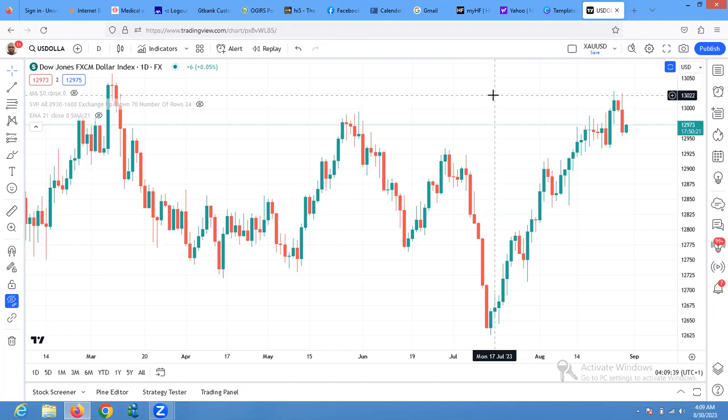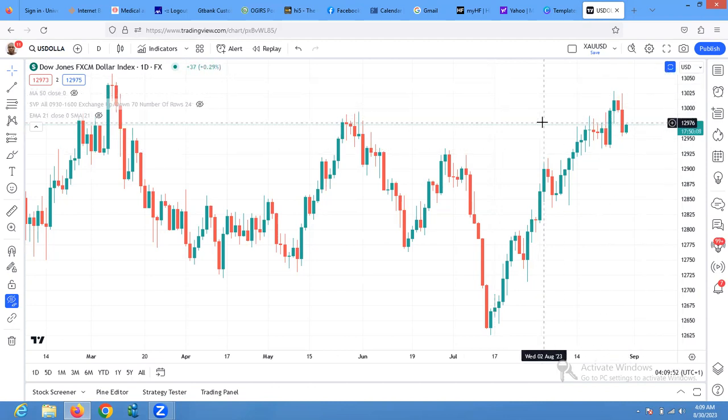Now, this is the US dollar index, which may align us as per what the trade is doing. This is the daily chart, and we can see this kind of price action here on the daily time frame. But one thing I want you to understand is that it's not only price action that we look at.